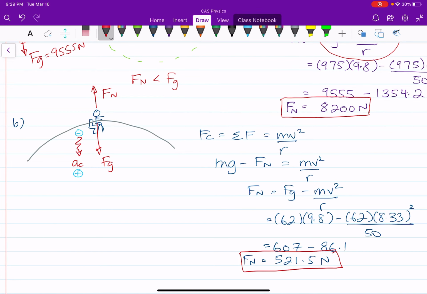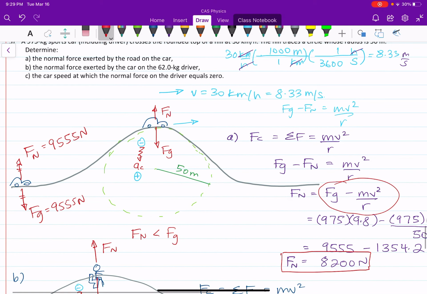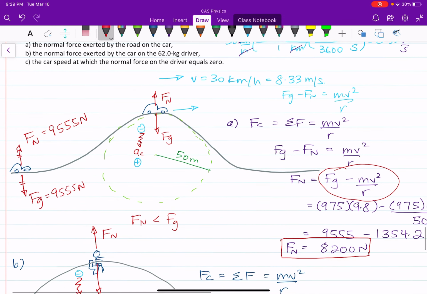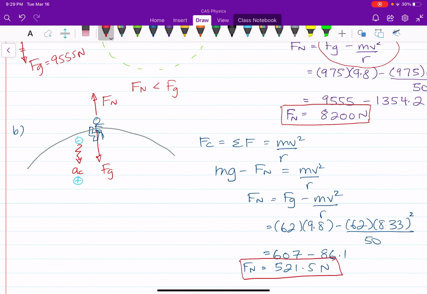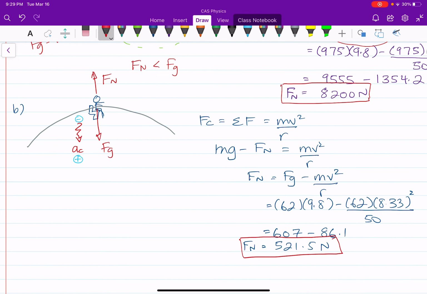And so that's why those big hills make you feel like your stomach bottoms out a little. And that's because of this reduction in your normal force. And now the question says the speed at which the normal force of the driver equals 0. So you can imagine a scenario where the normal force gets smaller and smaller and smaller until the point at which it goes to 0.